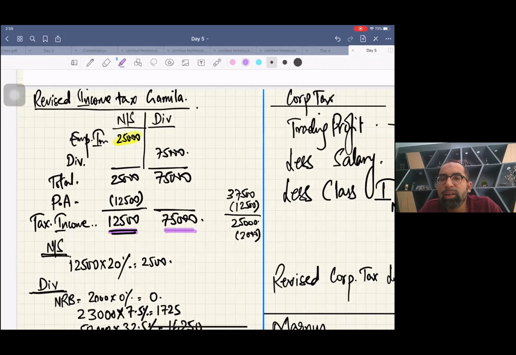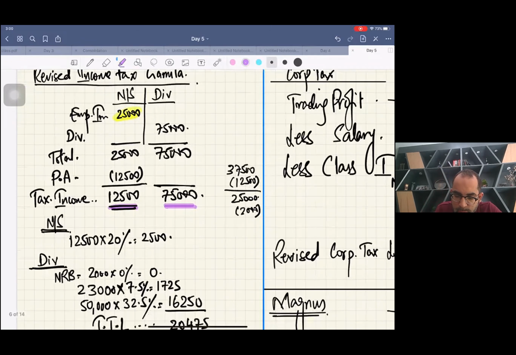Now let's start the tax computation. We always calculate tax on non-saving income first. Non-saving income is 12,500. This 12,500 will easily come in the first band, so you will have 12,500 times 20%.